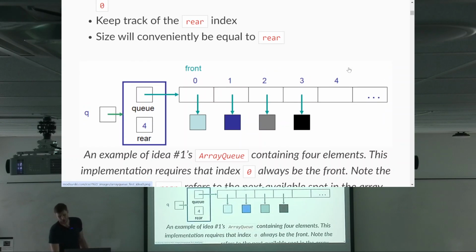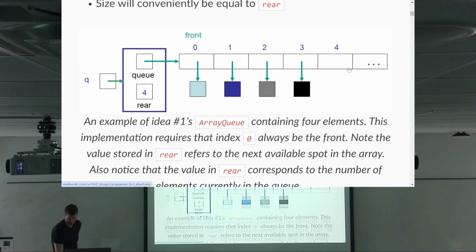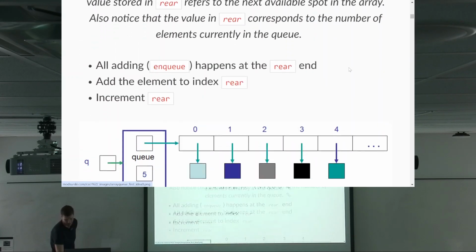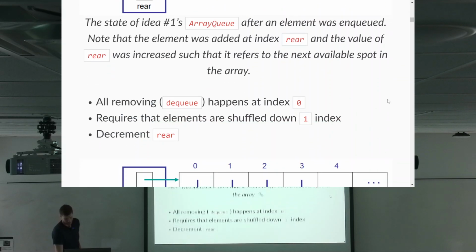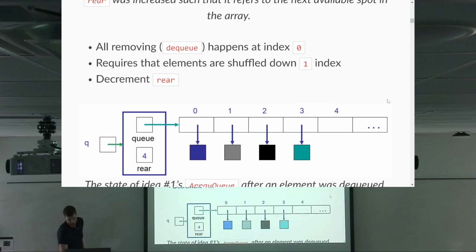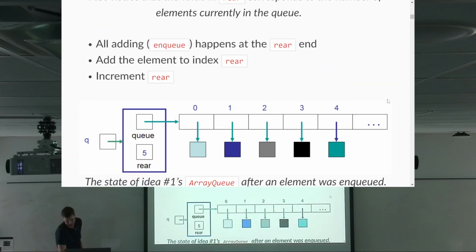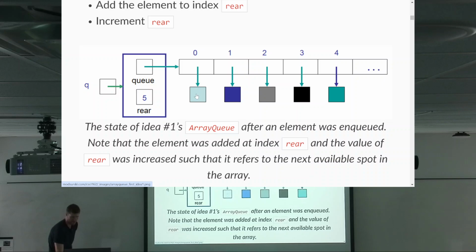The size is also similar to a stack. Here I'm saying keep track of the rear index. Really, it's like the next available spot, but it also does double duty as the size. So here's the idea. If I enqueue something, you put it in and rear plus plus. If you remove something, we've got a bit of a problem. Imagine we got rid of this one here.